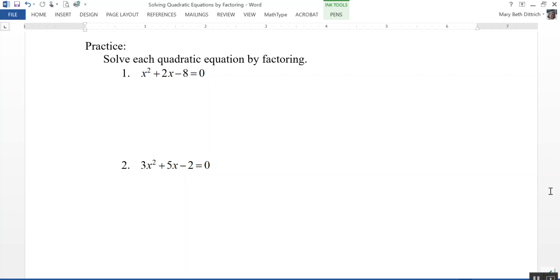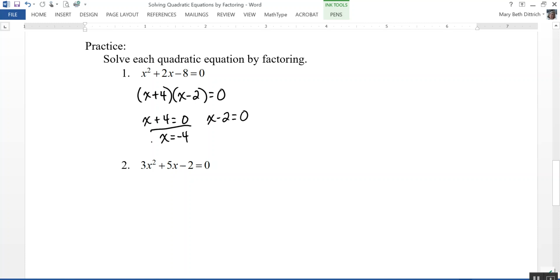So again, we have to solve each quadratic equation by factoring. And I have x² + 2x − 8 = 0. That's going to factor into the binomial factors (x + 4)(x − 2) = 0. And each one of those has to be set equal to 0. And then solving each of those equations, subtracting 4 is going to give me x = −4. And adding 2 is going to give me x = 2. So those are the two solutions to that quadratic equation.